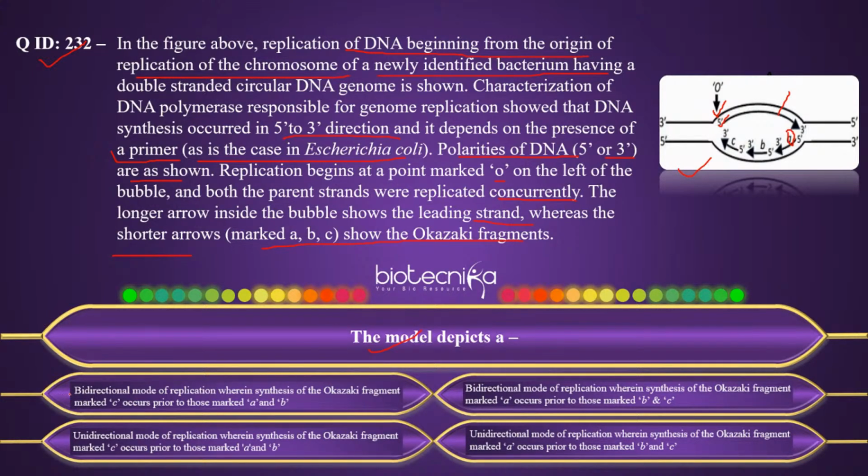The first option says it depicts the bidirectional mode of replication wherein synthesis of the Okazaki fragment marked C occurs prior to those marked A and B. Second, the bidirectional mode of replication wherein synthesis of the Okazaki fragment marked A occurs prior to those marked B and C. Third, the unidirectional mode of replication wherein synthesis of the Okazaki fragment marked C occurs prior to those marked A and B. And last, the unidirectional mode of replication wherein synthesis of the Okazaki fragment marked A occurs prior to those marked B and C. So which option is the correct one here, which represents A? Has anybody attempted this particular question?